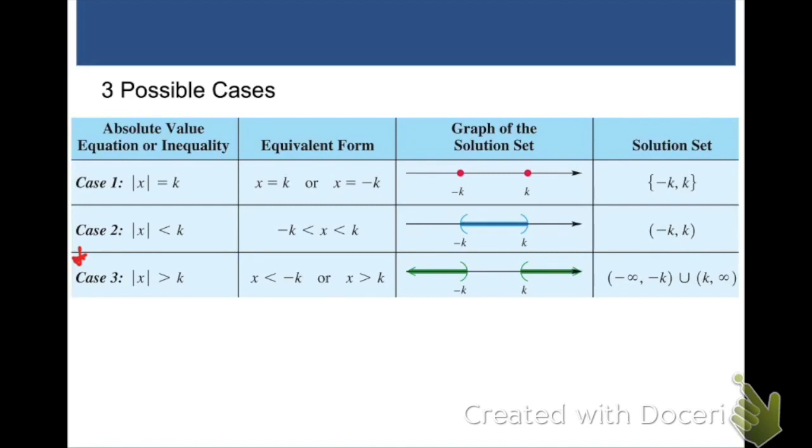And finally, if we have a case like case 3, where we have an absolute value of x is greater than a constant, then we're going to have our answer be an or situation, where x is either less than a number or it's greater than a certain number. This will give us two intervals that we're going to have to write as a union for our solution set.